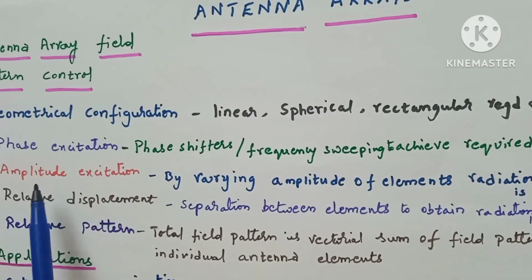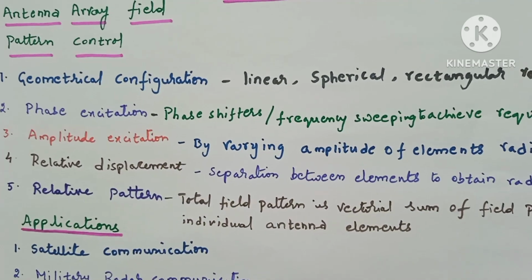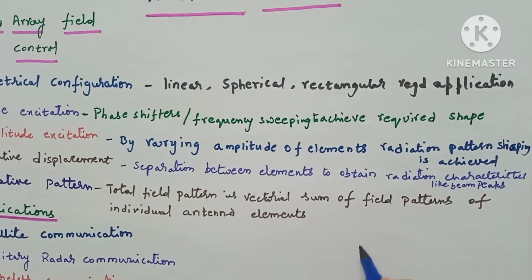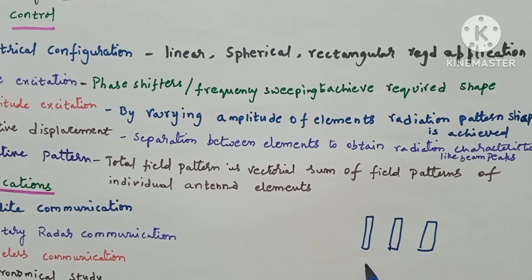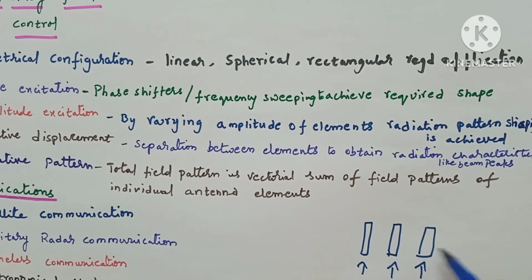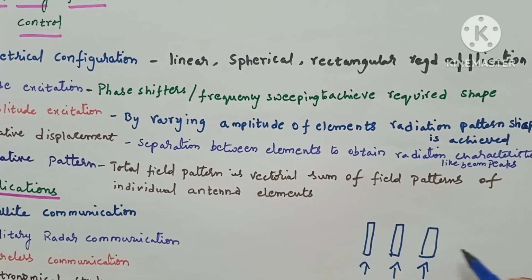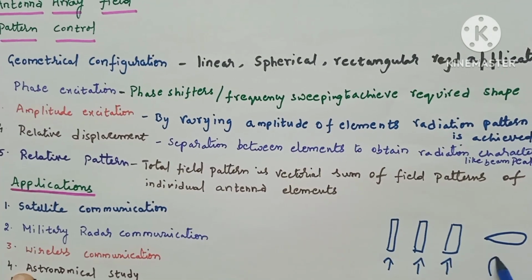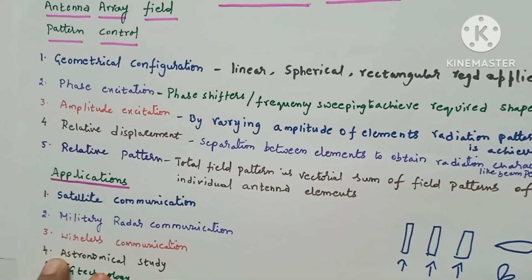Next, the third point is amplitude excitation. Amplitude excitation is also one of the methods for controlling the shape of the radiation pattern. If these are the different antennas which we have arranged in the form of an array, and we apply different amplitudes to each and every element, then based on the total amplitude, the antenna output pattern shape may be changed. For example, the pattern shape can be controlled like this. According to our requirements, the pattern shapes will change.